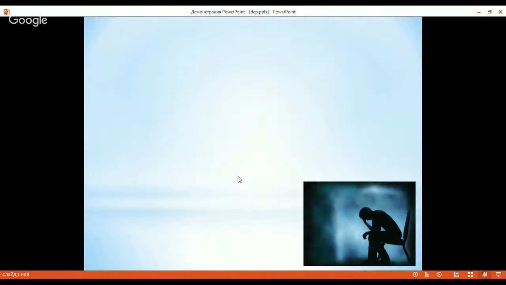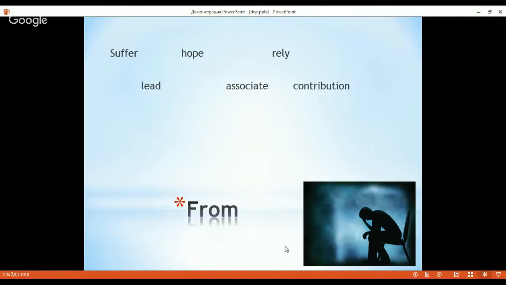All right, so here is our presentation, and on our slide you see one picture that will help you to match these prepositions to one of the words. So what can this picture mean? We have suffer from. You see on this picture that this person has a pain or something bothers him, and this person suffers from something.